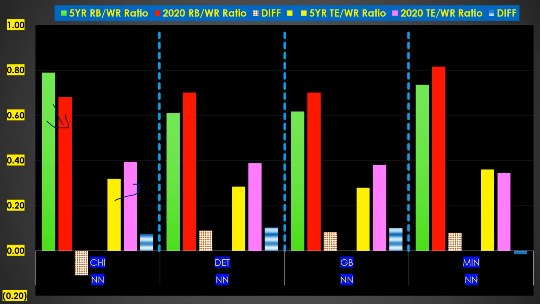Montgomery was used less than in the 5-year average, so you figure he's going to be a little bit more limited than you might think. And he's going deeper in the ADPs.